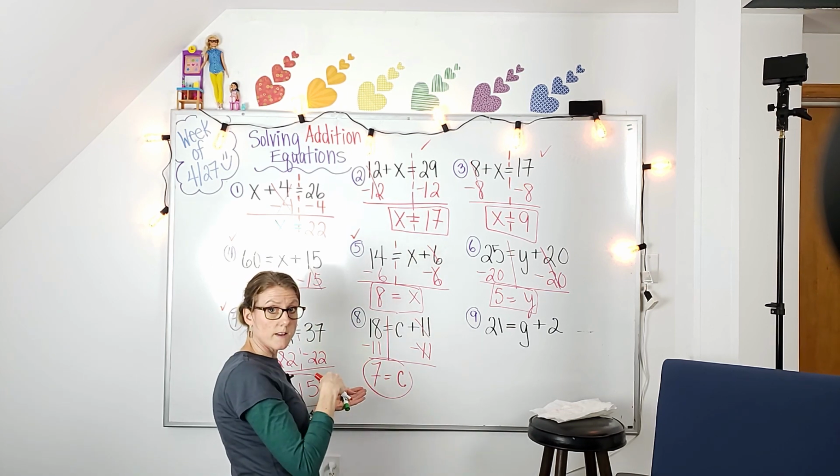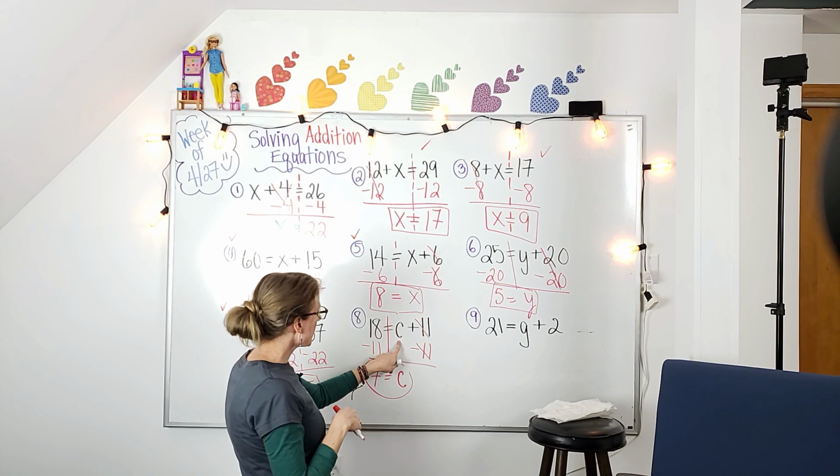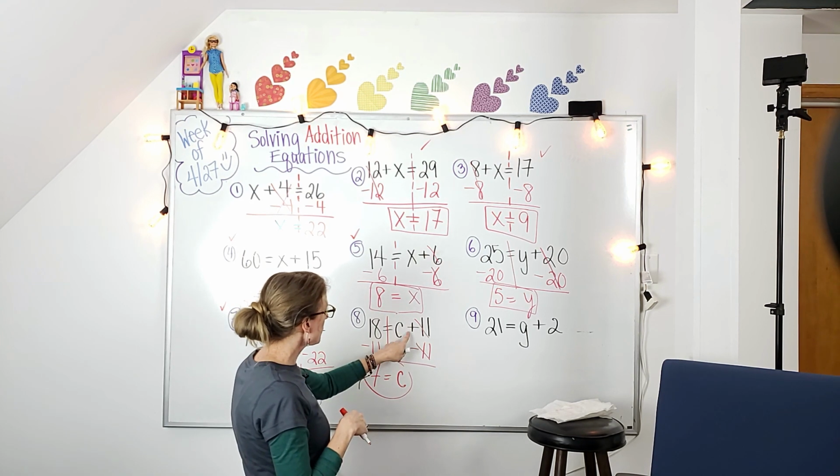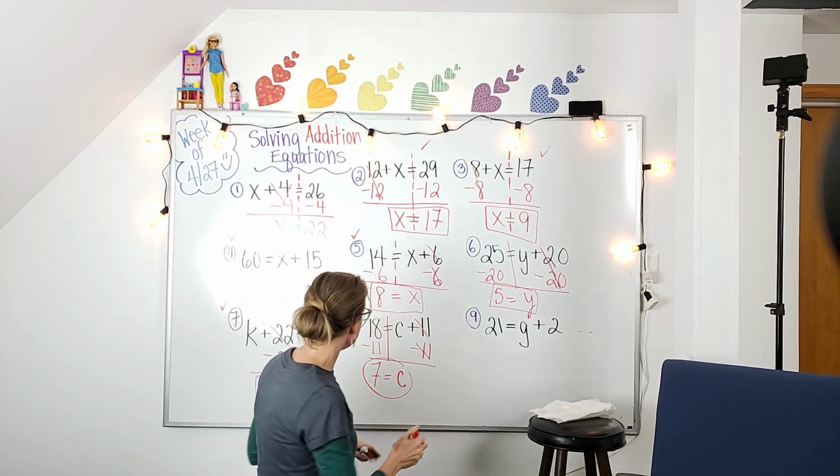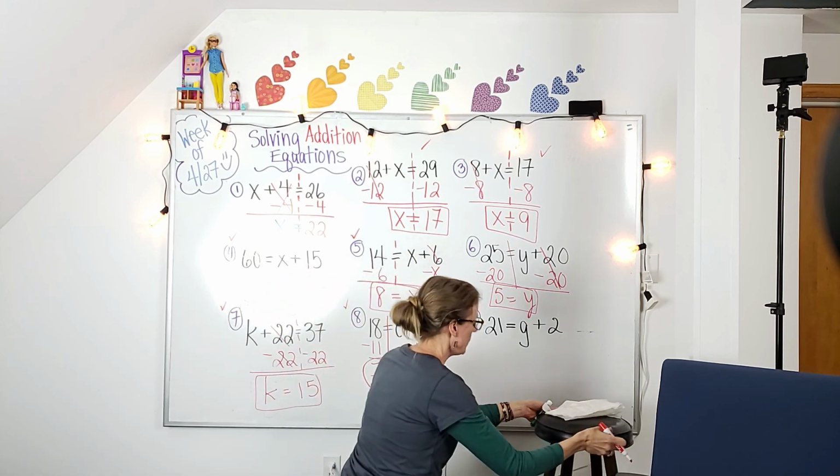It's okay, again, that those are in that order. And then we just check this. Is 7 plus 11 18? It is. So that one's good. And one more.